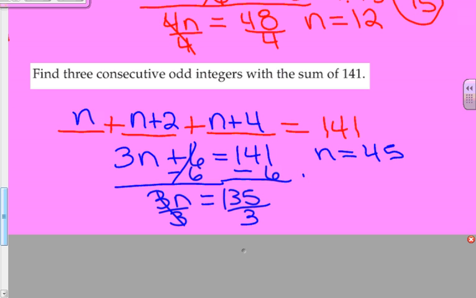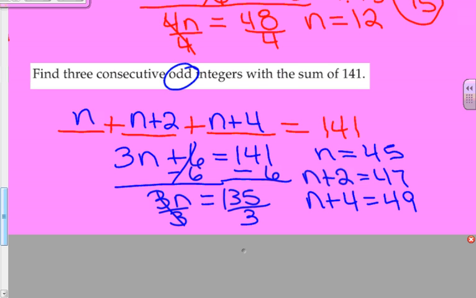And then n plus 2. And is that an odd number? Because these have to be odd. And 45 is odd. So n plus 2, 45 plus 2 makes 47. And then n plus 4 would be 45 plus 4, which is 49. Are these consecutive odd integers? And they're all odd. They are consecutive, means in counting order. And if you added them all up, you should get 141. That's how you know if you're right on that.